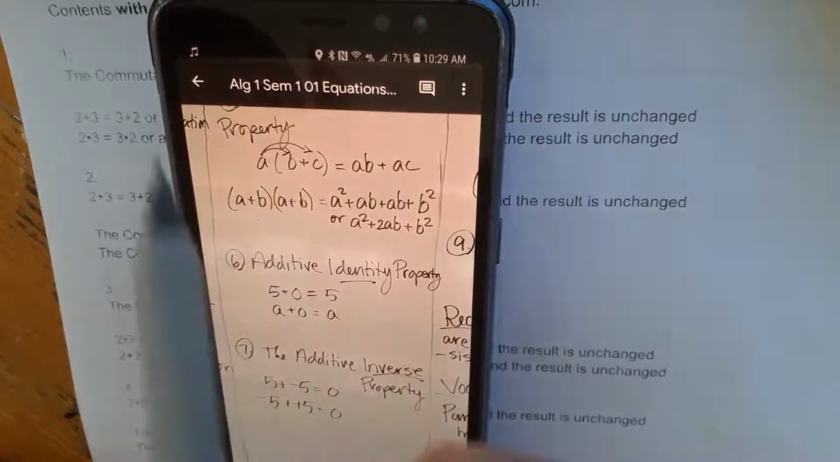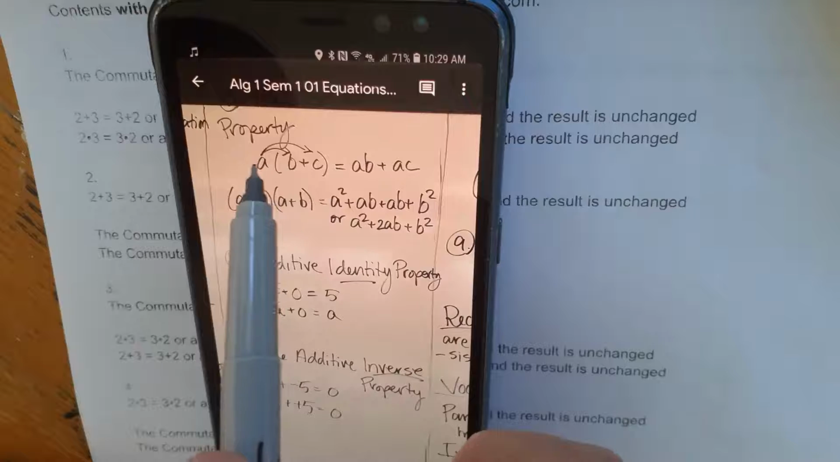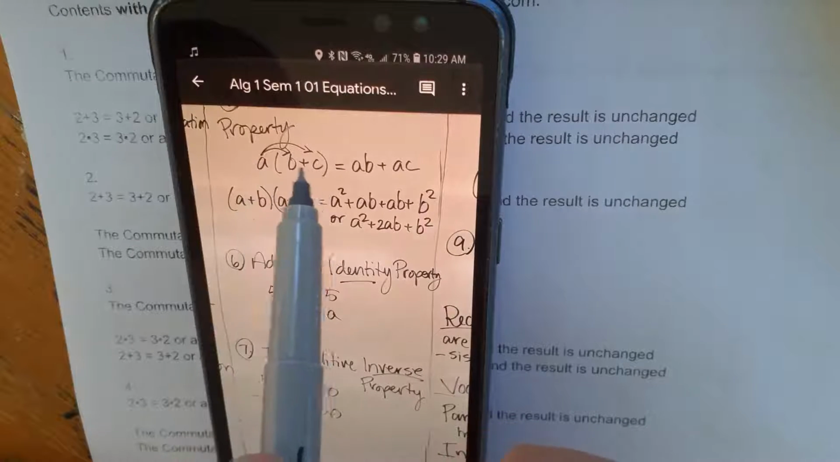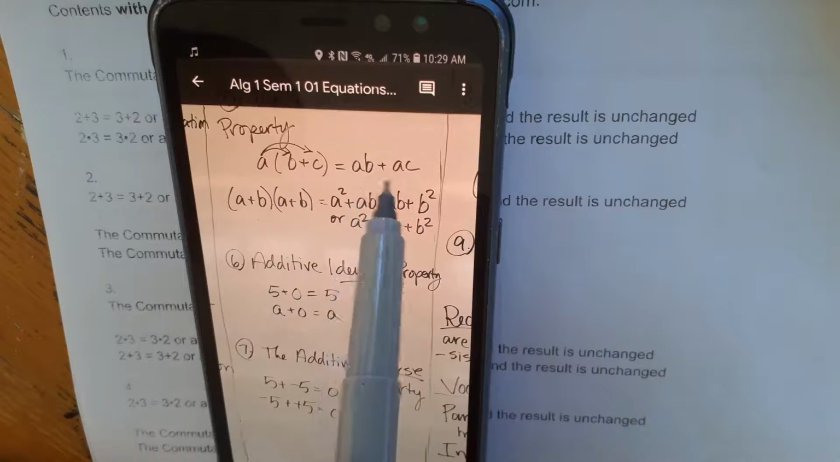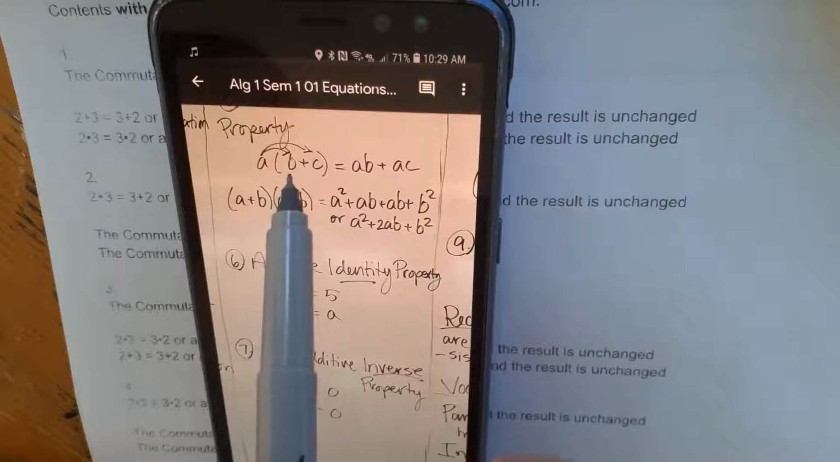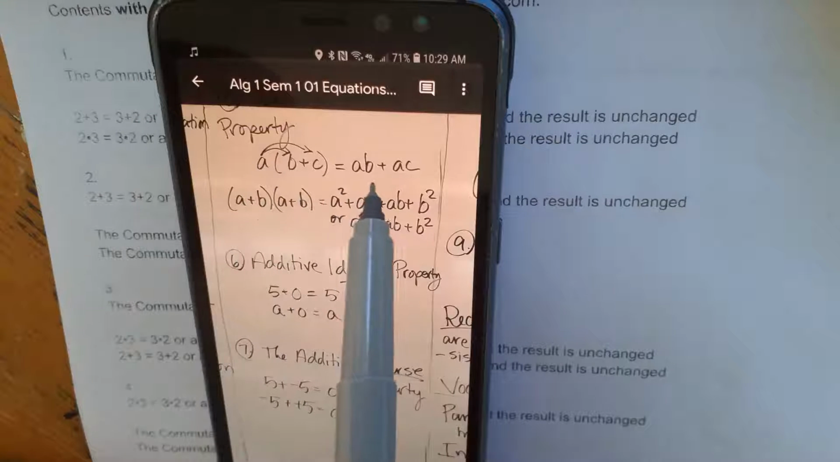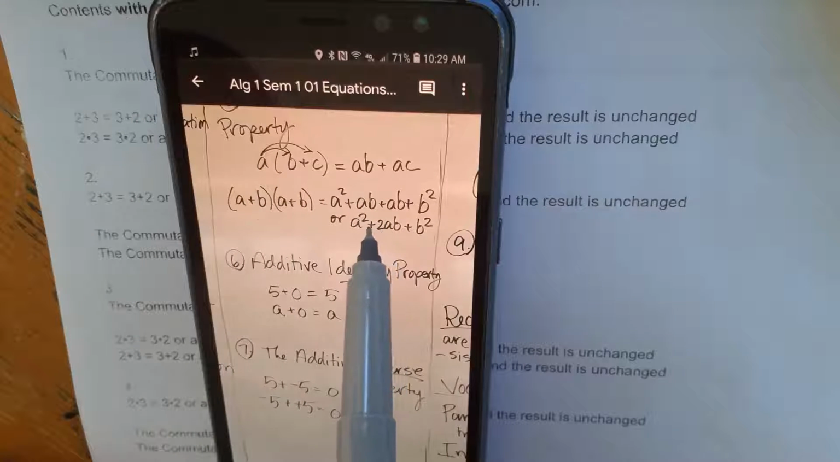Okay. Distributive property is where you have a value outside of a set of parentheses, and you multiply that value outside across all the terms in the parentheses to get a distribution. The opposite of distributive property is factoring, and that's a repeated division process.